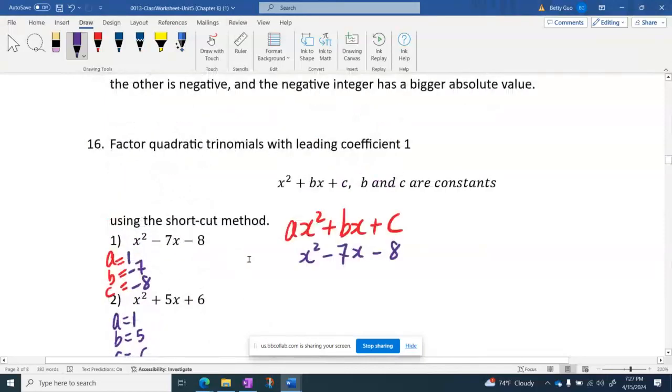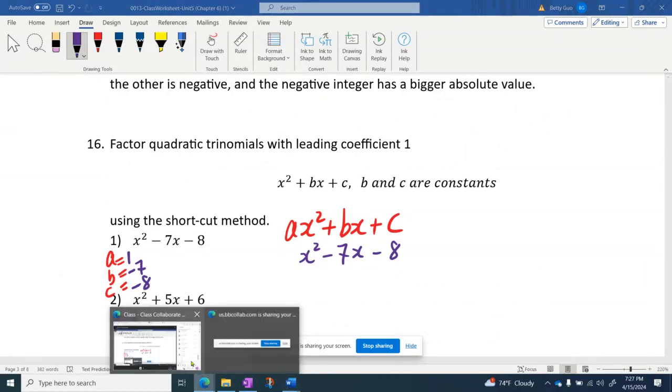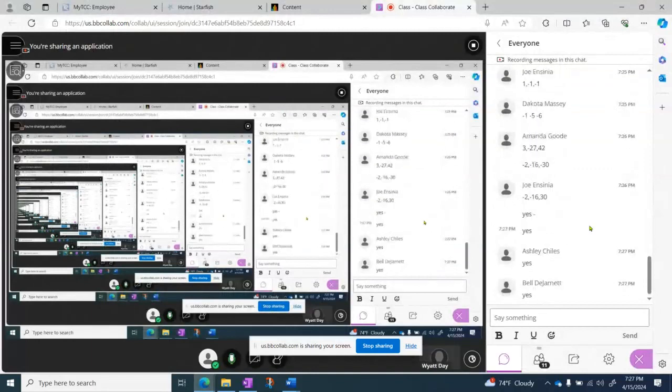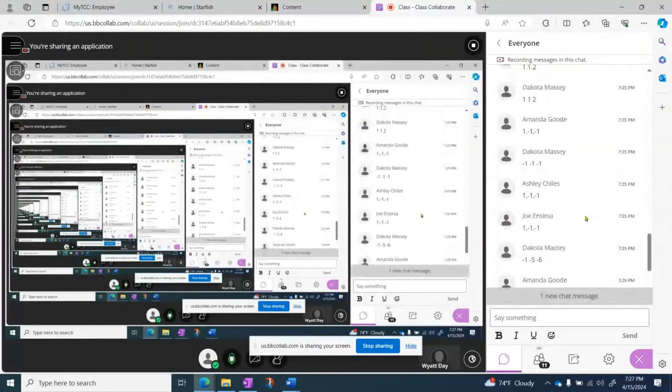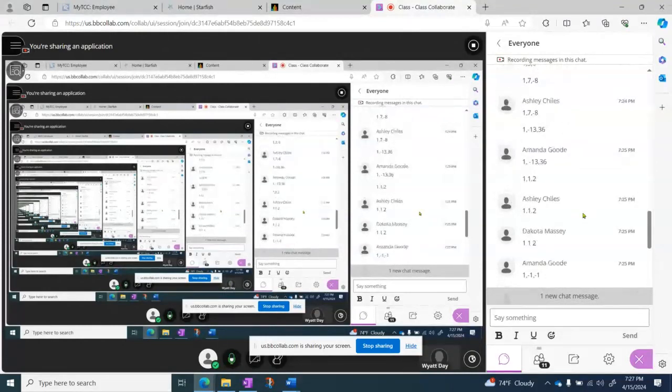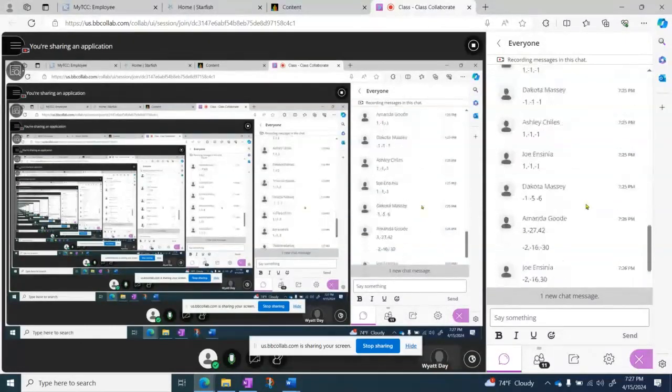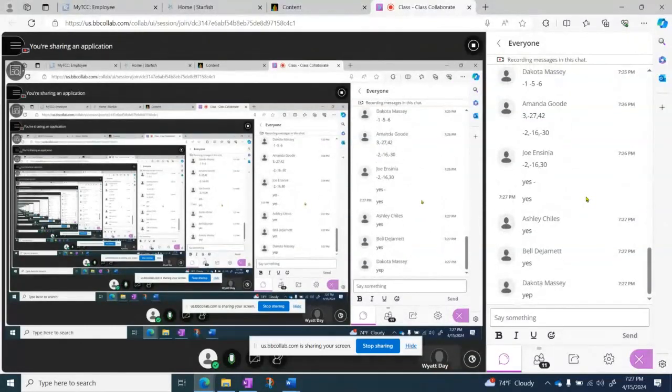Can we all answer the question? I mean, are we all good with what is a quadratic trinomial and how do we identify the values for A, B, and C in a quadratic trinomial? Are we good with that? I think Amanda is good, Joe is good, Dakota is good, Ashley is good. I don't know about the others. I hope you're good, okay? If you have any questions, do not hesitate to reach out. Perfect.